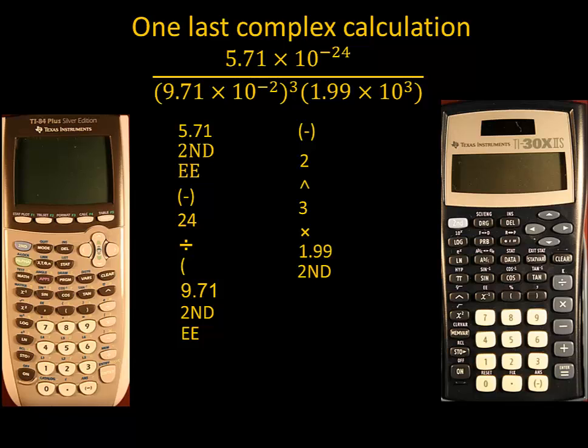1.99 second EE3. We're done putting numbers into the denominator, but we need to finish the denominator off, tell the calculator we're done with the denominator, by hitting the right parenthesis. Notice for that complicated thing in the denominator, all I needed was a left parenthesis and a right parenthesis to take care of that. That finishes our entry of the numbers. We just hit enter, and the answer will display 3.13 E minus 24 on the TI-83 and 84, 3.13 times 10 to the minus 24th on the TI-30, which is the way you should write it.